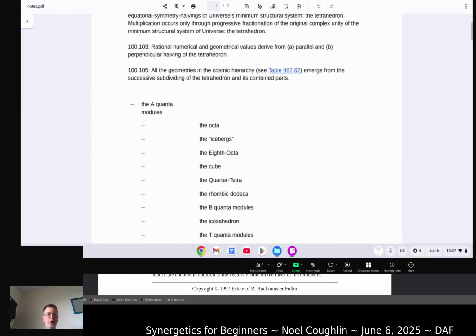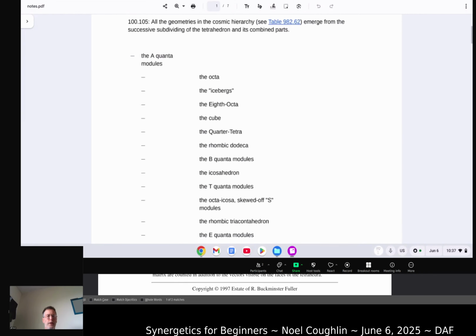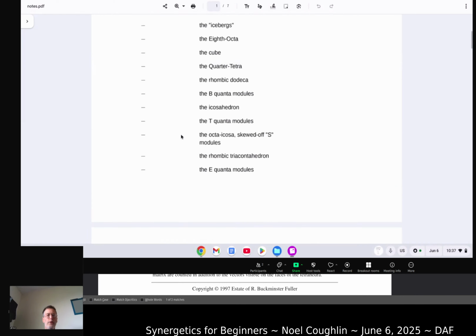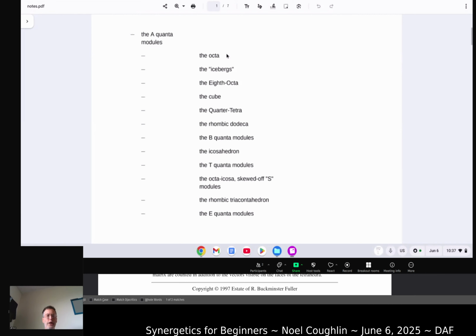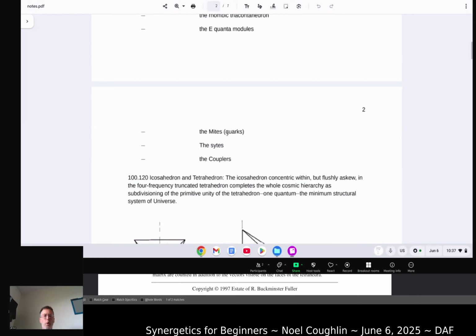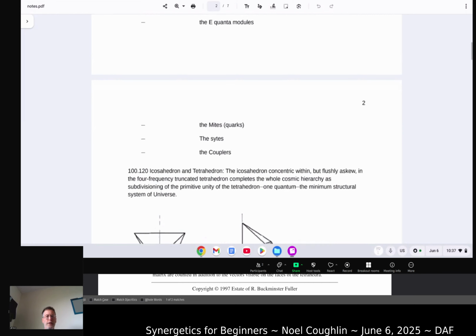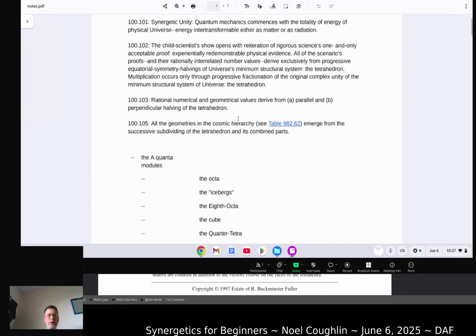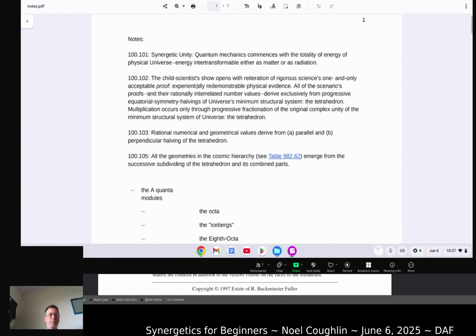And then he explains all the geometries in the cosmic hierarchy emerge from the successive subdividing of the tetrahedron and its combined parts. So when you chop up the tetrahedron in different ways, like chopping up this way or trisecting it this way, you get the octahedron, the cube, the icosahedron, the rhombic triacontahedron, the rhombic dodecahedron, the E-quantum modules, and what are called mites, which are the quarks of the system. And he's not being abusive of his attempt to illustrate the relationship between quarks and real-world nuclear physics. As he mentioned, he's trying to always have experiential proof.